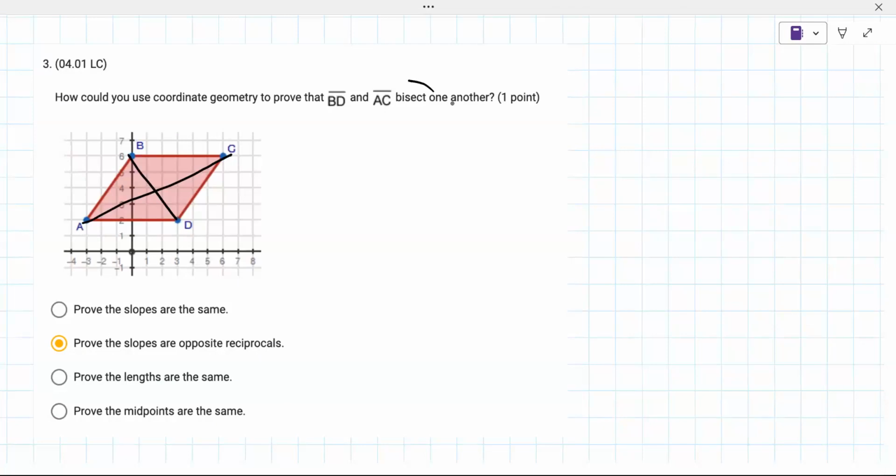Bisect means they cut them in half. For this one, I was going between proving the slopes are opposite reciprocals or proving the midpoints are the same, but I thought it wouldn't be the midpoints. The midpoints are the same though. That's what it means to bisect each other.